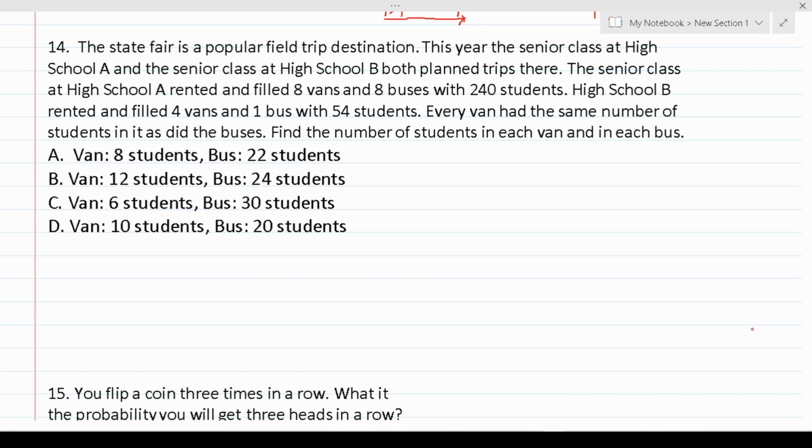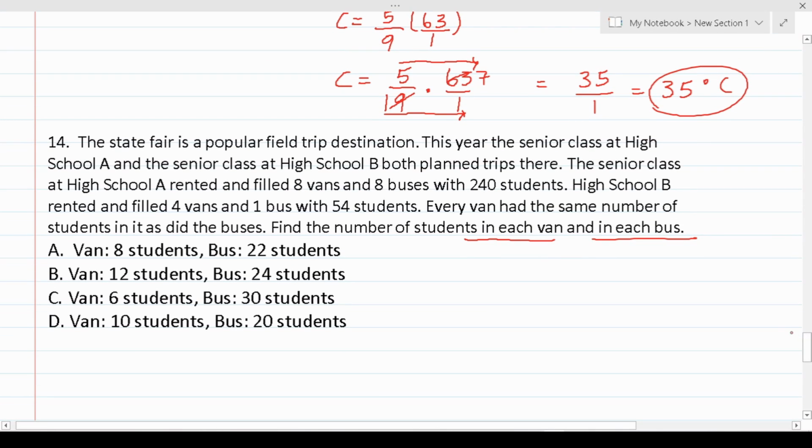Every van had the same number of students in it as did the buses. Find the number of students in each van and each bus. So to solve this one, we're going to need a system of equations in light of the fact we're trying to figure out two variables at once, notably how many students are in each van, how many students are in each bus. So the hardest part is going to be to convert this word problem into that system of equations, but I want to get started by labeling what we have.